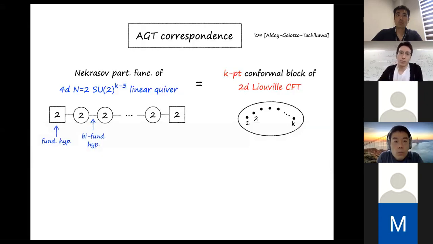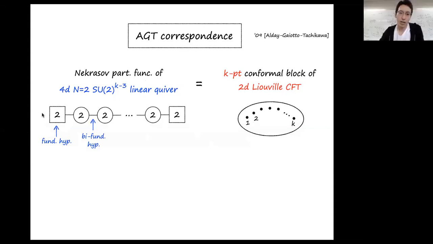So let's get started. Today I'd like to focus on the AGT correspondence, which is a correspondence between four dimensions and two dimensions. And on the four-dimensional side, you consider the Nekrasov partition function of some particular N=2 gauge theory. And this is a quiver diagram of a typical example of the gauge theory. Here, each circle stands for an SU(2) gauge group. So you have SU(2), SU(2), SU(2)s. And in between the two neighboring SU(2)s, you have one bifundamental hypermultiplet.